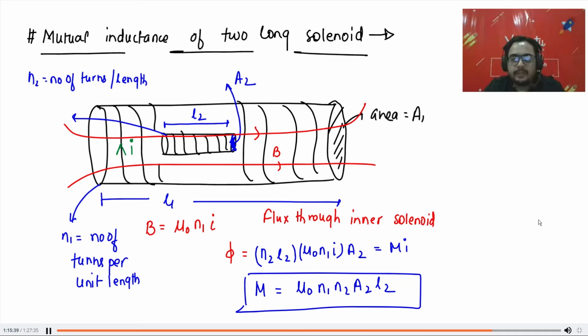Please note down everyone. Everyone, copy it. It's a very simple thing. I take the current in one solenoid, then I write the magnetic field, and I write the flux through the other solenoid. Anirudh, your microphone is not working. I'm sorry. Please change your microphone and try again.